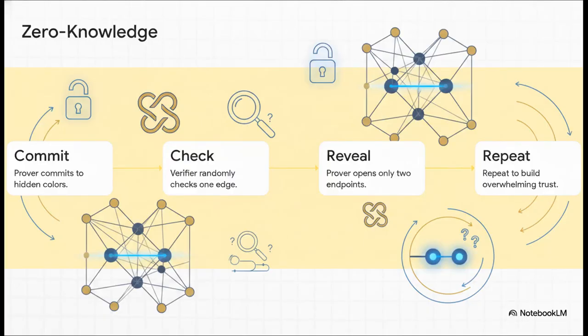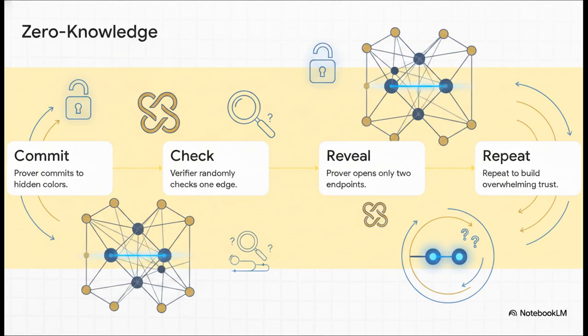And this idea of usable hardness brings us to one of the most powerful concepts in all of modern computer science, zero-knowledge proofs. Imagine needing to prove you know a huge secret without actually revealing the secret itself. Sounds like magic, doesn't it? Well, using the NP-complete problem of graph 3 coloring, a prover can commit to a hidden answer.